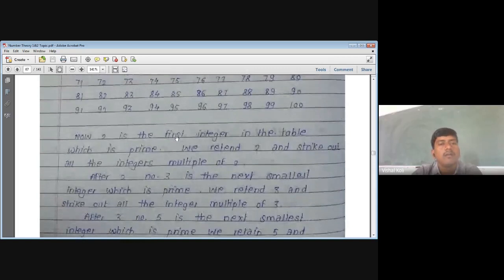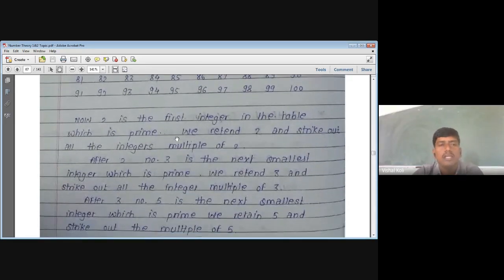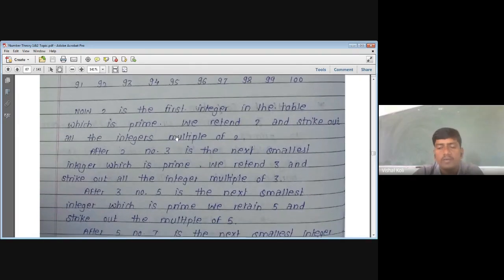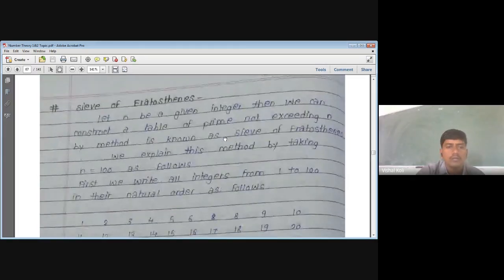Okay. Now we know that 1 is neither a prime number nor a composite number. Therefore here we take the first prime number, which is 2, as 2 is the first integer in the table which is a prime. Now we have to retain 2 and strike out all the integer multiples of 2. That is, we have to retain this 2.